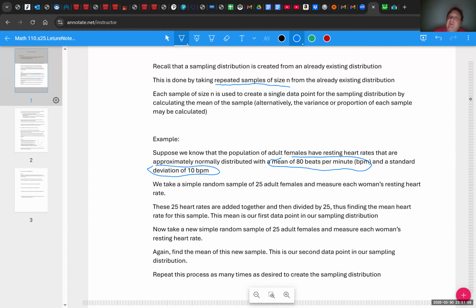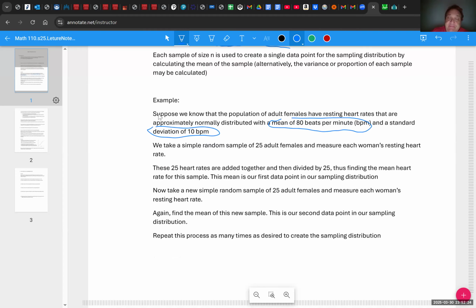So the sampling distribution is made up of means of an already existing distribution. We have to set a sample size. So in this case, we're saying the sampling distribution is the means of 25 women at a time. That creates this new distribution where each data point is a mean. Hopefully that explanation, that summary, makes sense.